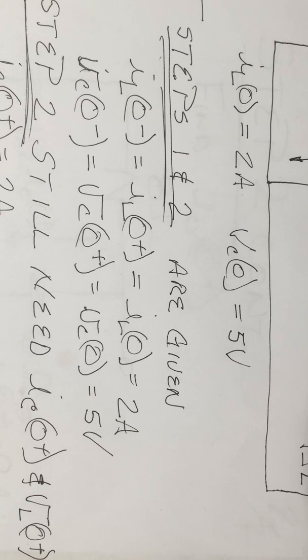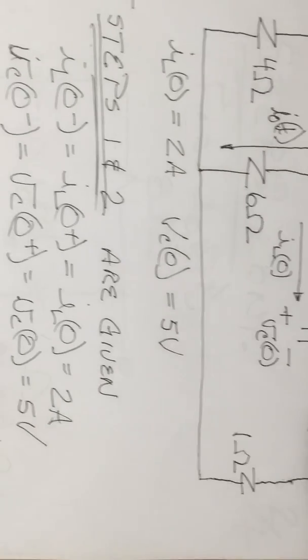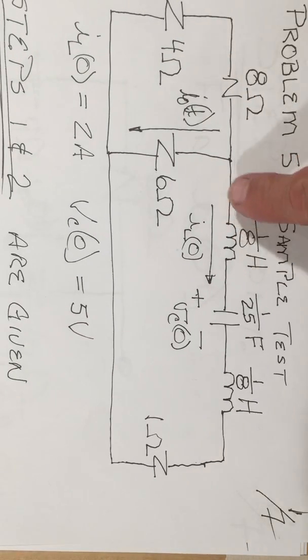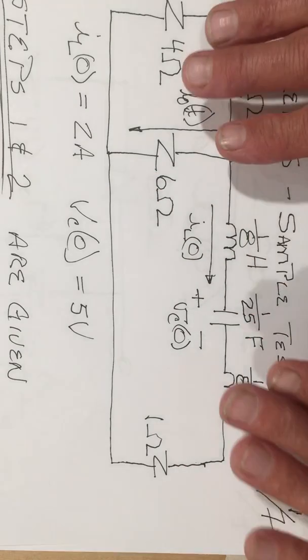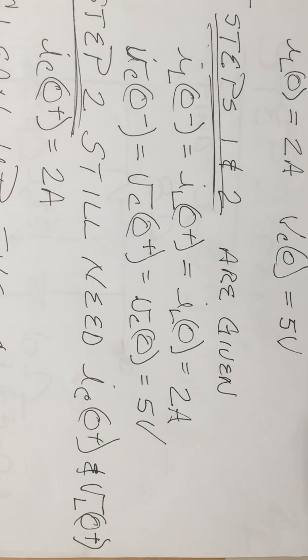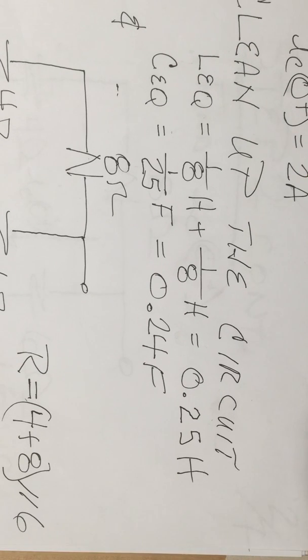So if I keep going down to step 2 and reading through the step by step, it says I need to find IC0 plus, and I also need to find VL0 plus. So I'm going to go through, and it's pretty easy to see from this circuit that this current goes through this series network right here, and it goes through the capacitor. So IC0 plus then is going to be 2 amps.